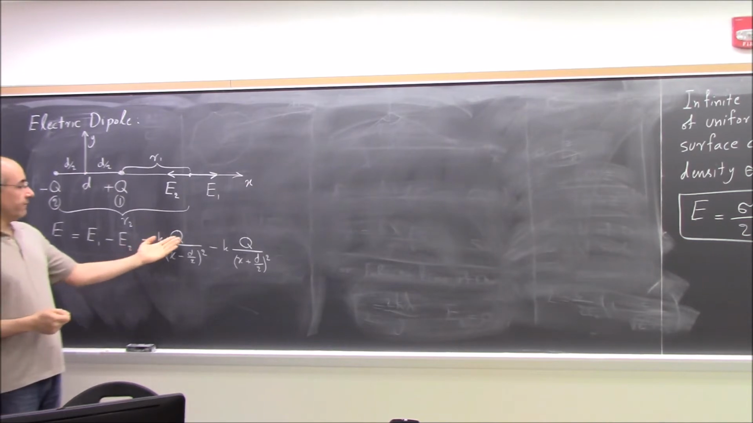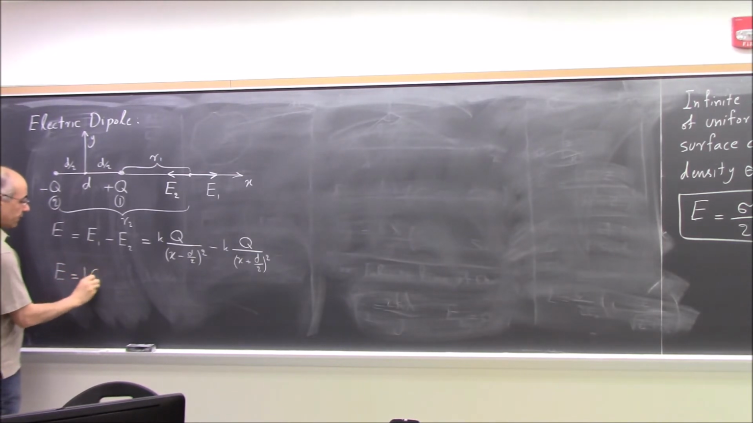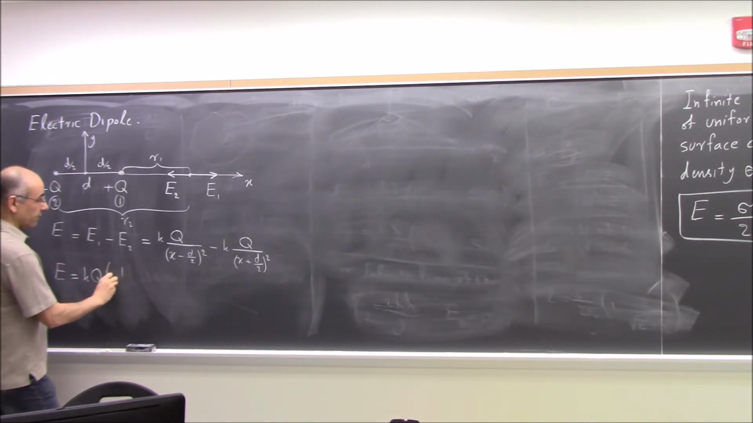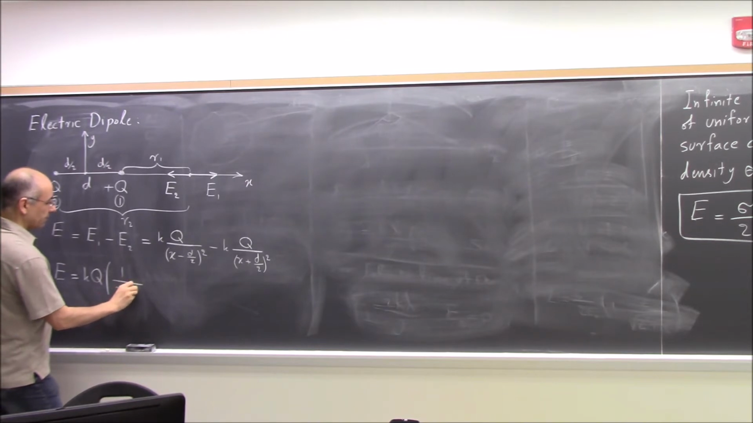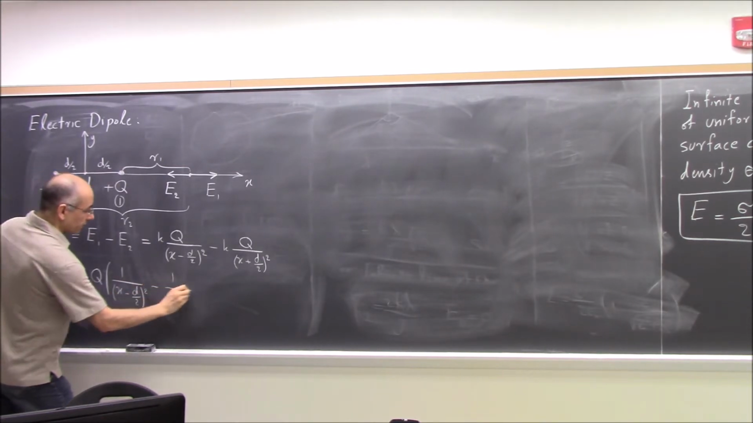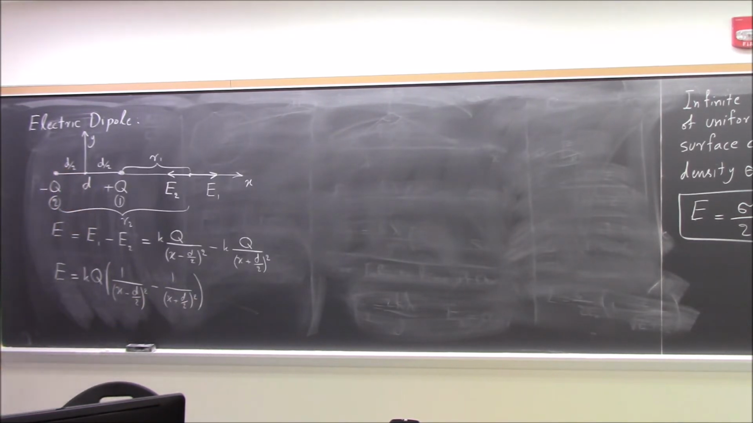And now we can factor out kq, and it will be kq times 1 over (x minus d over 2) squared minus 1 over (x plus d over 2) squared. But this is the general result.